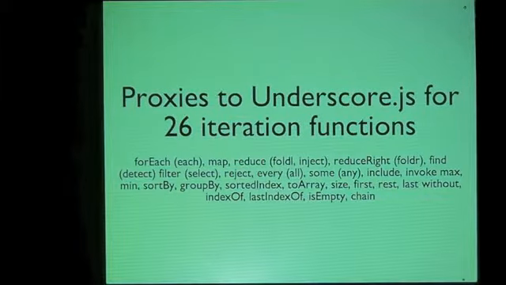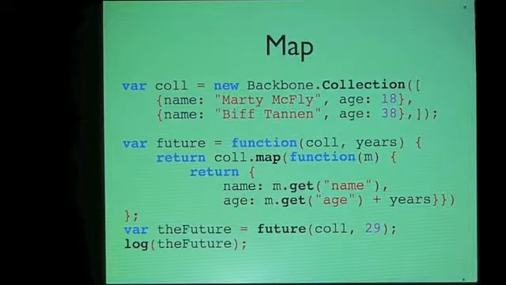Okay, proxies to Underscore JS's 26 iteration functions. These are awesome. If you're a fan of functional programming, these are for you. You can chain these things up and all kinds of cool stuff. I just have two examples here that are really bad.